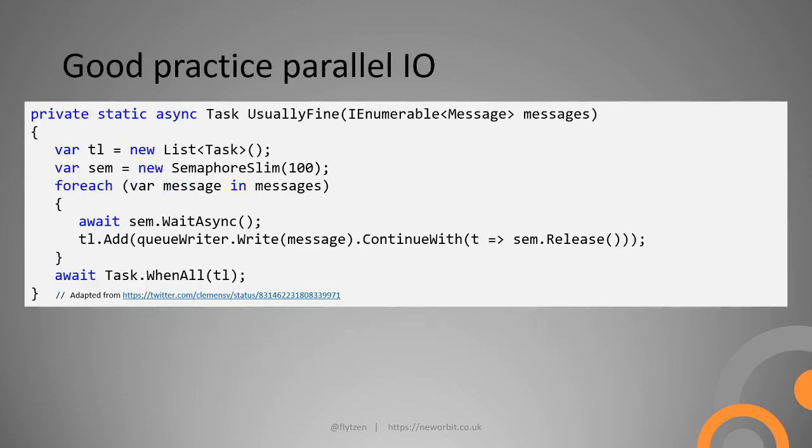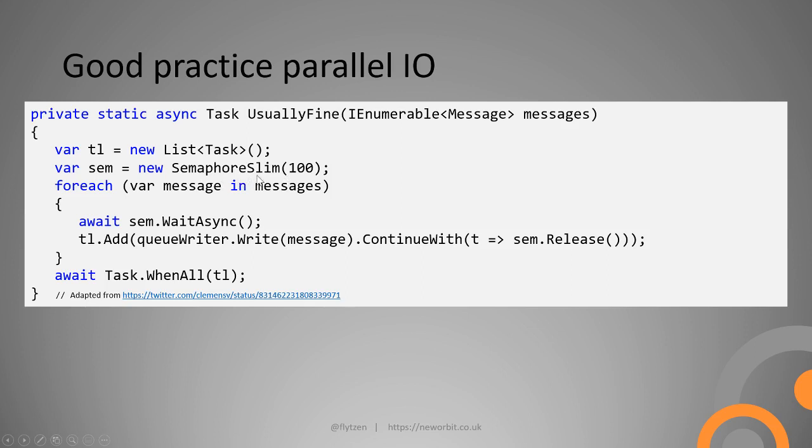Good practice. This is based on Clemens Vasters. He's one of the Microsoft Azure Cloud guys. He wrote something on Twitter a few years ago. It's here, and this is basically a slightly adapted version of that. So unfortunately, it's a lot more complicated. You thought async was easy. Unfortunately, if you want to use it safely and performantly, you've got to start writing code like this. So what we're doing, to explain, is we're going to create a list to store my tasks in. We're going to have a semaphore.